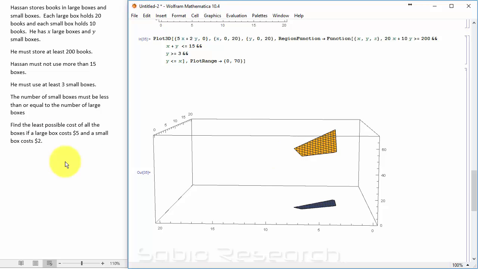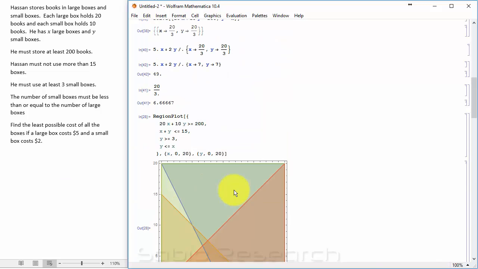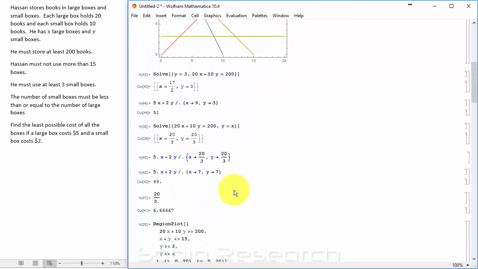The last problem would ask you how many of each you should get and how much you pay. So the answer is you should get 9 of the large one and 3 of the small one. Was it? No, here. You should get 7 of each and pay $49 for the minimum price.